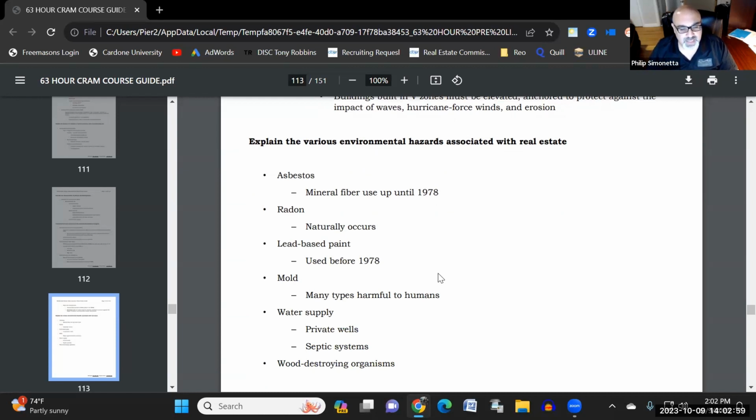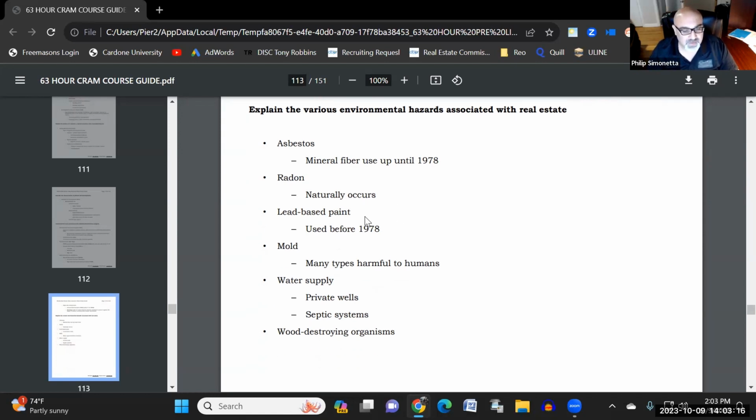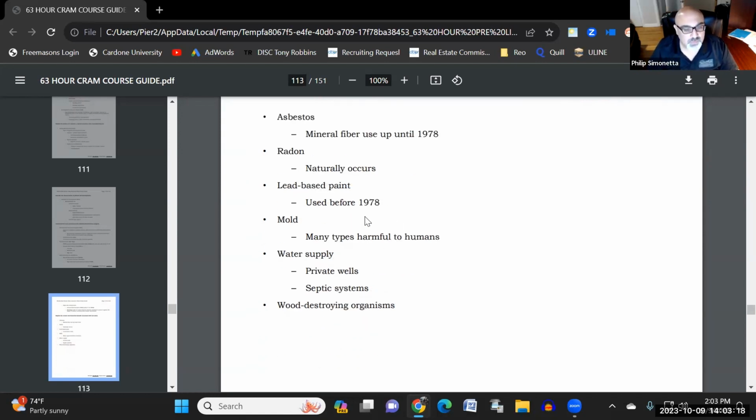Then last but not least, we need to explain the various environmental hazards associated with real estate. You have asbestos. That's a mineral fiber that was used up until 1978. Radon, it naturally occurs. It comes from the ground, from limestone. It's a gas that causes cancer. Lead-based paint was used before 1978. Mold, there are many types that are harmful to humans, but many types that aren't. But mold can be an issue.